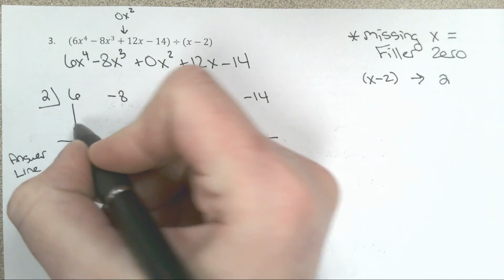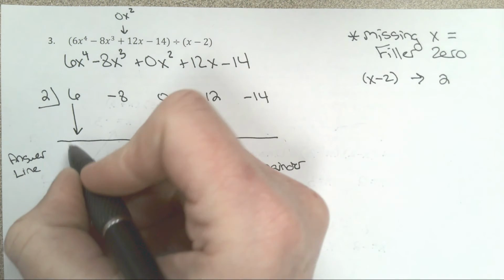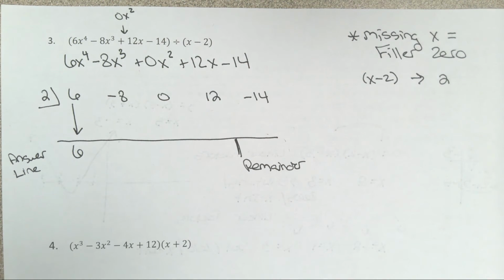Step number 1, your first coefficient comes straight down, always. And then the pattern is multiply, then add.